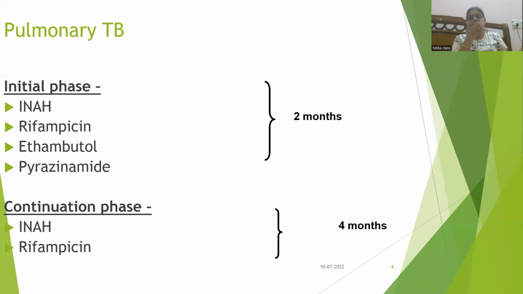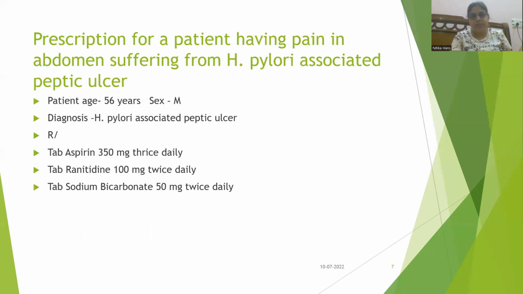Now, this is how it is prescribed. In the initial phase of 2 months, 4 drugs are prescribed, and in the continuation phase, 2 drugs, isoniazid and rifampicin, are prescribed for pulmonary TB.